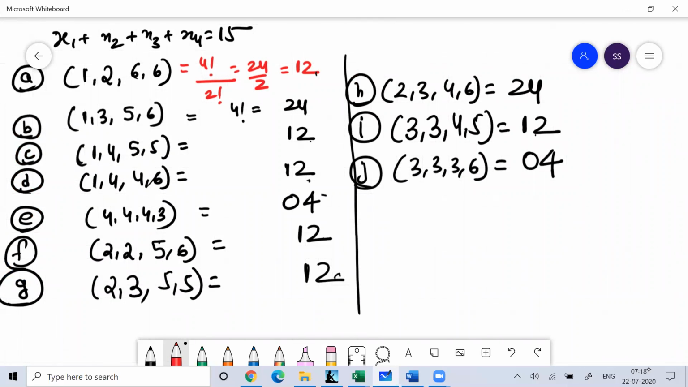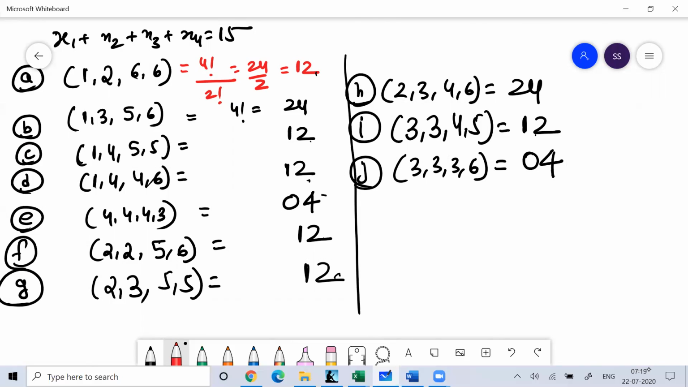1, I'm done with 1. With 2, 2, 1, not possible. 2, 2, 2, already I tried. 2, 2 means 4. 4 means 15 minus 4, 11. 11 means 2 cases are there. So all that I had done. Then I did with 2, 3. 2, 3 means 10. 10 means 3 cases are there. So that I've done. Then 2, 4.